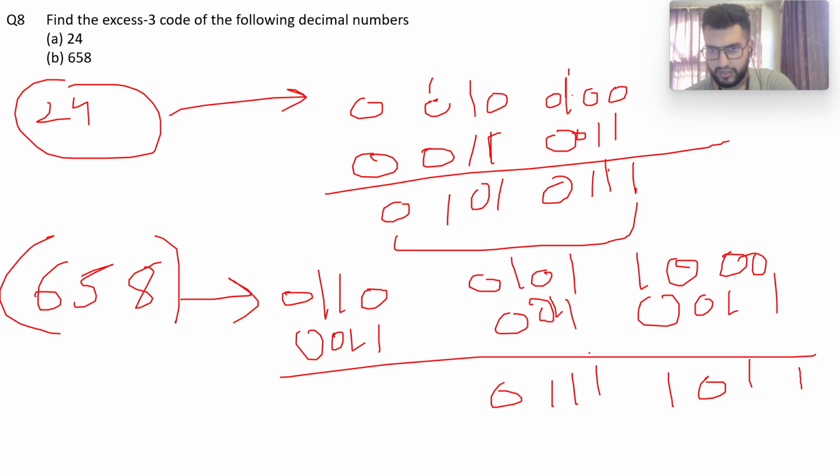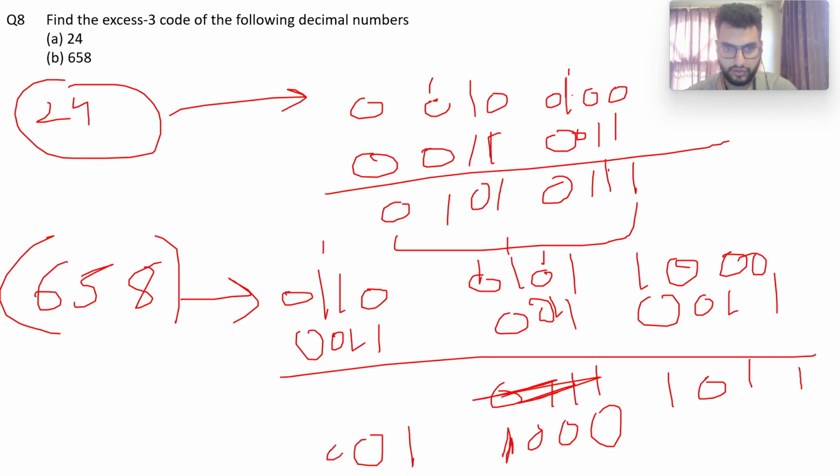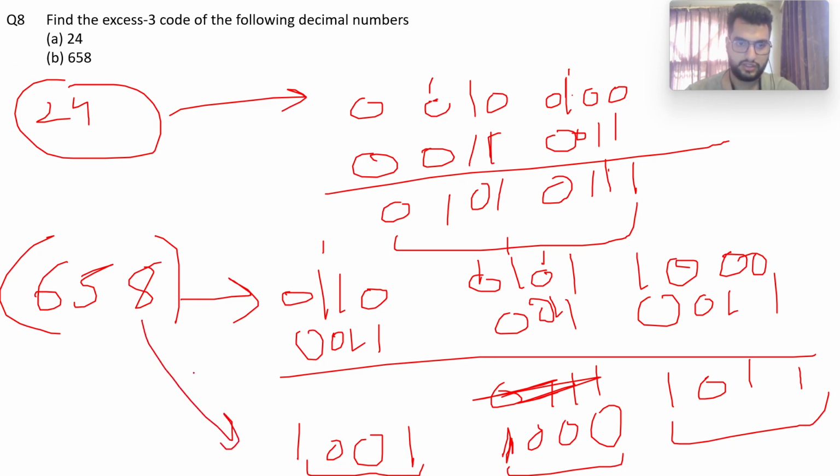So am I missing something? Okay, 1 plus 1, sorry. 1 plus 1 is 0. Then 1 plus 1 is 0, it will be 1. 1 plus 1 is 0, and then it will be 1, and finally 1. 1 plus 1 is 0, then 1. 1 plus 1 is 0, then 1. 0 0 1. 1 1 0 1 0 0 1 0 1 1. This is the excess-3 of 658.